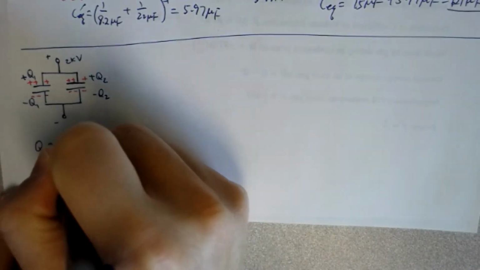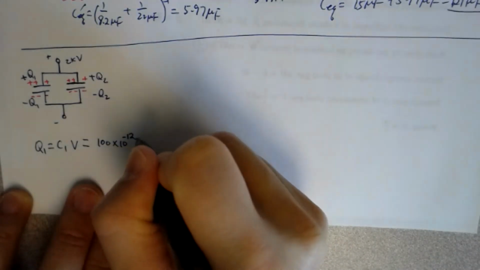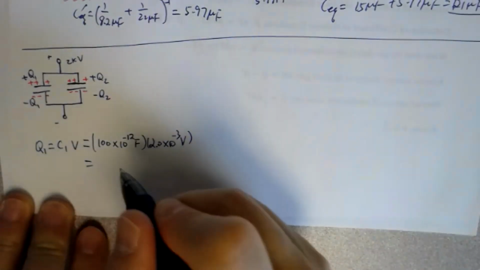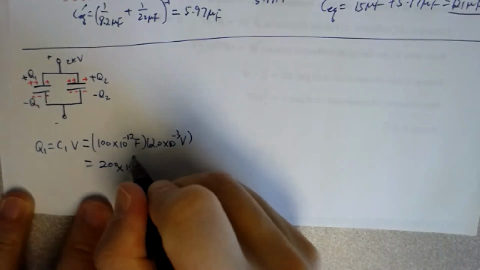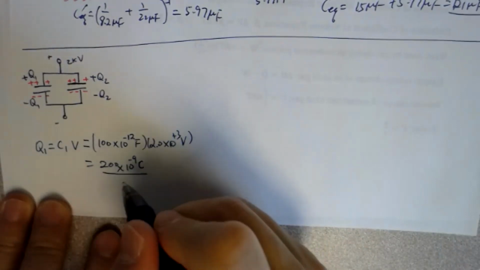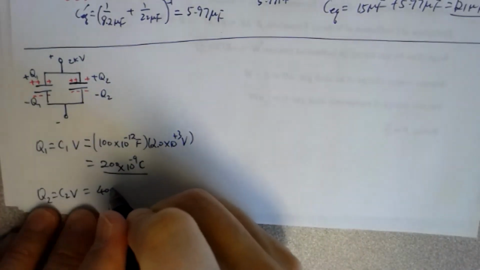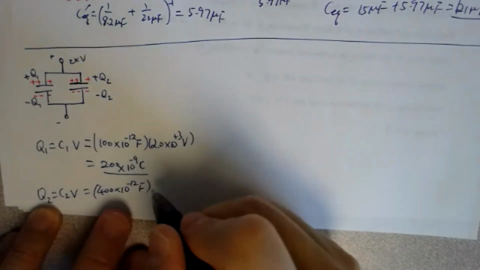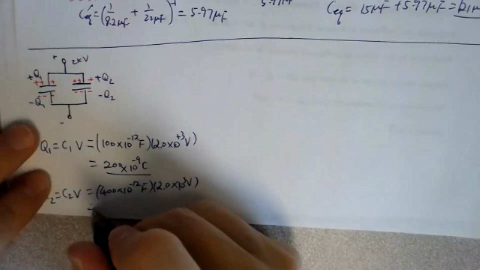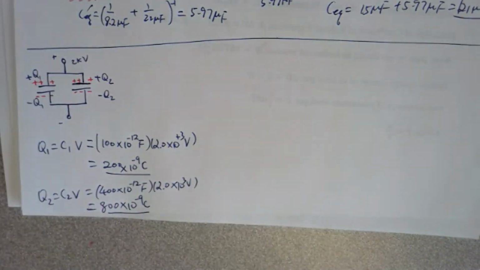Q1 will be equal to C1 times V, the same V. So C is 100 picofarad, V is 2 kilovolts. That's 200 times 10 to the minus 9 coulombs. For Q2, it would be C2 times V, so that's 400 times 10 to the minus 12, times 2.0 times 10 to the third. That gives you 800 times 10 to the minus 9 coulombs. So that's what happens initially.